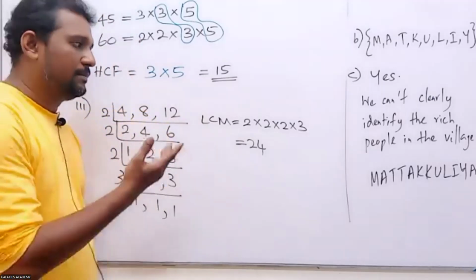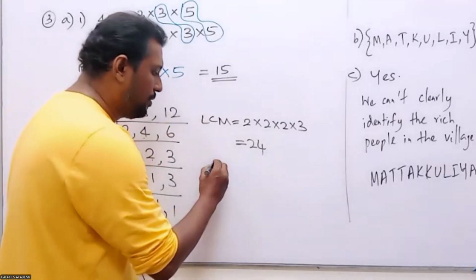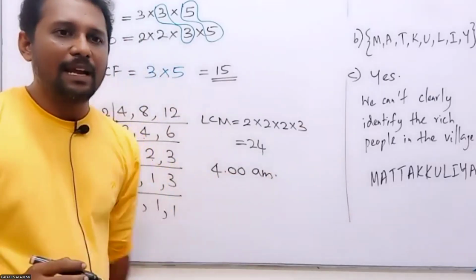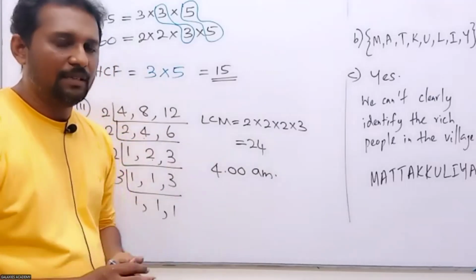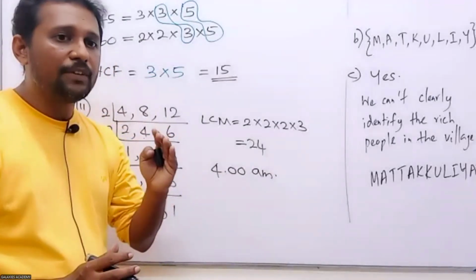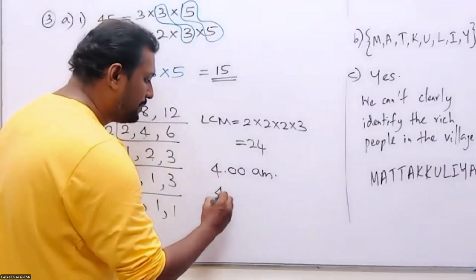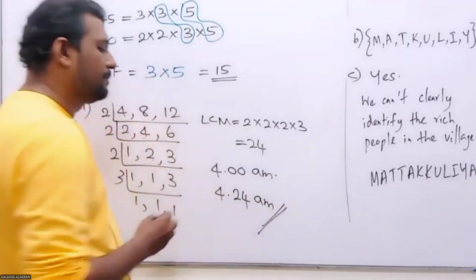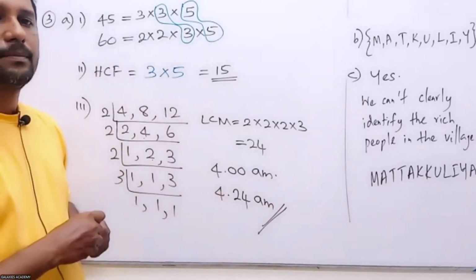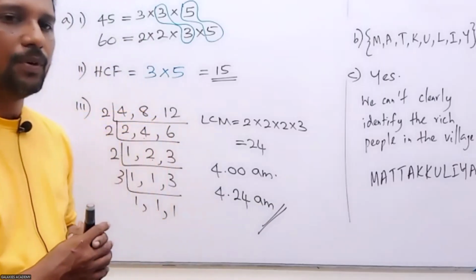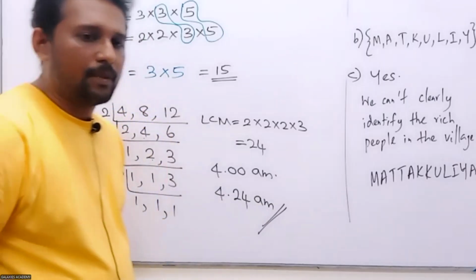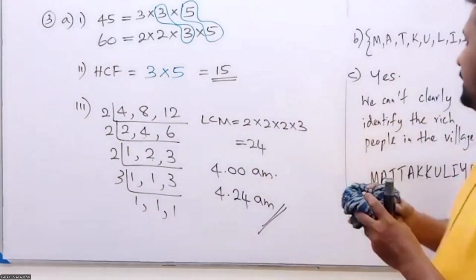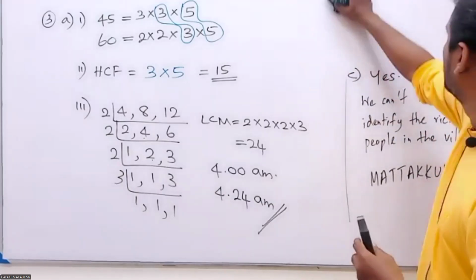First time rang 4 a.m. What is the next time rang together? Next time will ring together after 24 minutes. So what is the next time? 4:24 a.m. Right? 4:24 a.m. It is the Roman number 3 answer of the third question.